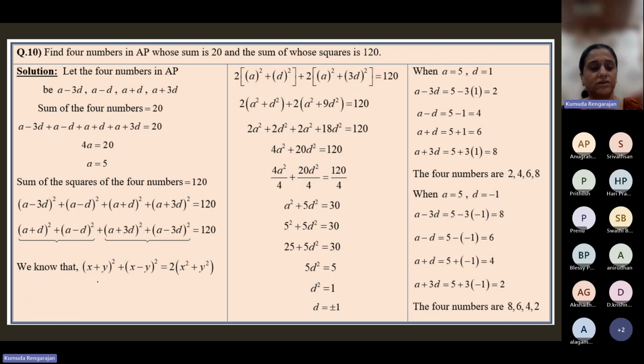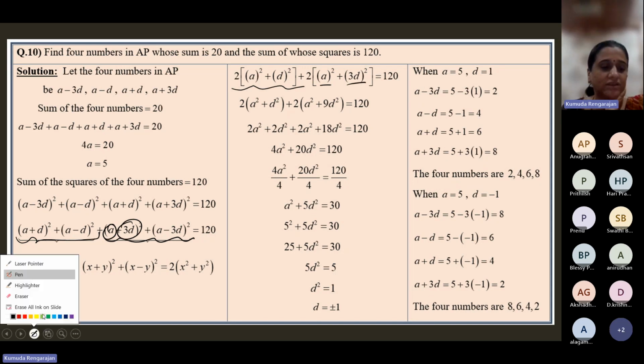Now we know this identity: x plus y the whole square plus x minus y the whole square is equal to 2 of x square plus y square. So here you have a plus d the whole square plus a minus d the whole square, like x plus y the whole square plus x minus y the whole square. So you can write this as 2 of a square plus d square. Similarly, this one can be written as 2 of a square plus 3d the whole square.